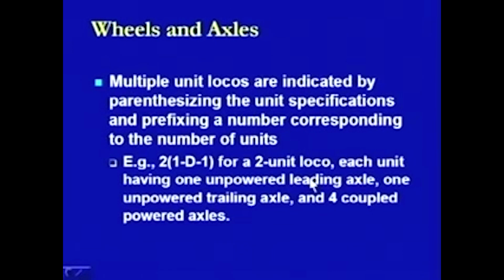Now in this case of the wheel and axle arrangements, multiple unit locomotives are indicated by parenthesizing the unit specifications and prefixing a number corresponding to the number of units. It's a condition where the same type of locomotive is being used in double or triple. If there are two unit locomotives, and each unit has one unpowered leading axle, one unpowered trailing axle and four coupled powered axles, then they are going to be denoted by twice of 1D1 nomenclature. 1D1 is the specification of the locomotive, and when we place twice, it means we are using two locomotives of this specification to haul the freight or the passengers.